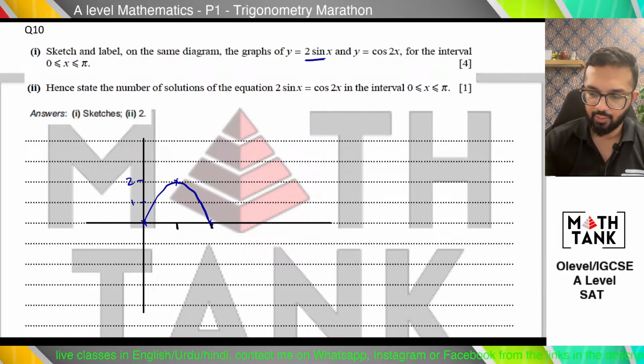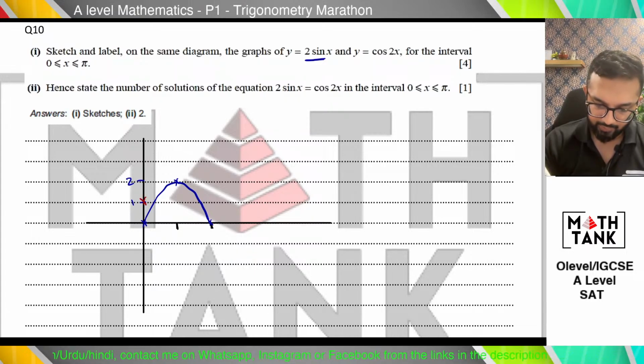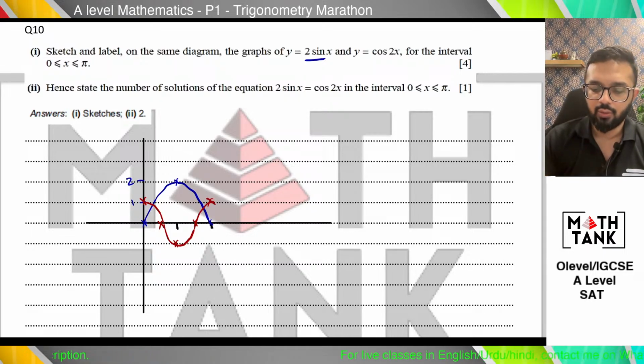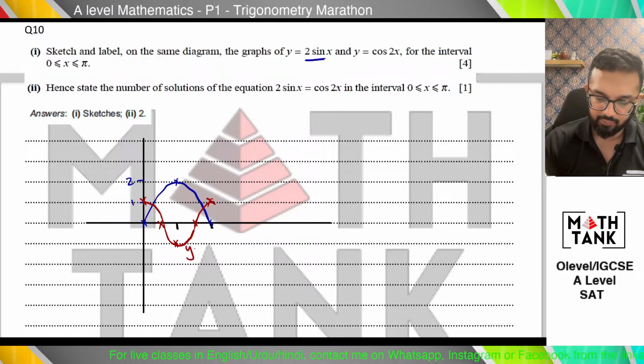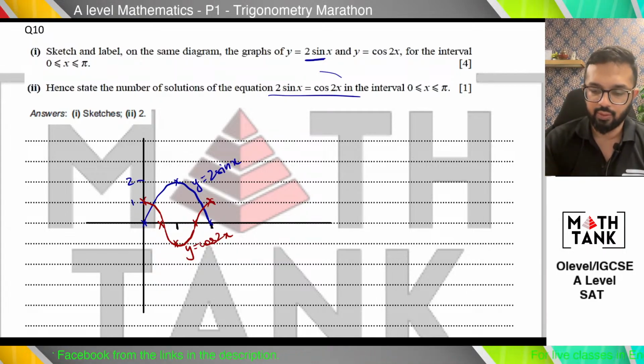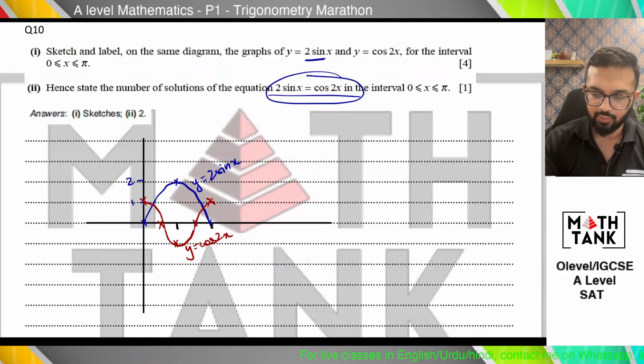Okay, and then cos 2x would look something like this. We're going to have smaller intervals because it's cos 2x. It's going to look something like this. So that's the sketch, and label as well. State the number of solutions. The number of solutions of this equation is basically simultaneously solved. So how many intersection points do I see? I see 2 intersection points. So 2 solutions.